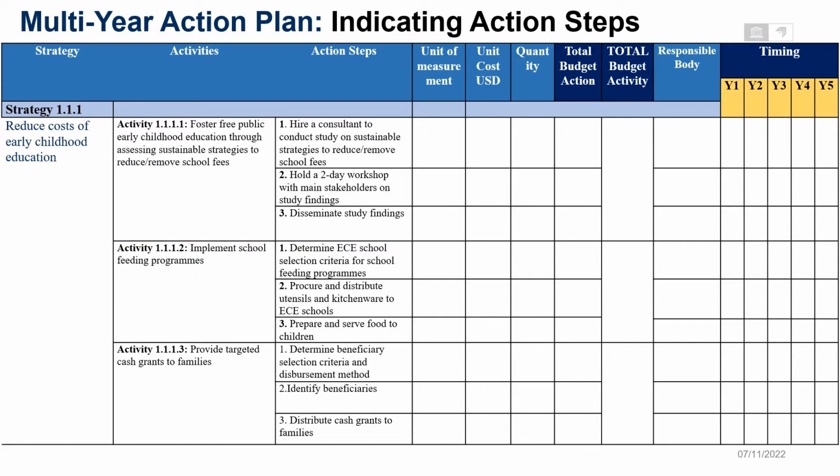For activity 1.1.1.2 on implementing school feeding programs, our action steps could be determine ECE school selection criteria for school feeding programs, procure and distribute utensils and kitchenware to ECE schools, and prepare and serve food to children. And for our third activity, providing targeted cash grants to families, the action steps could be to first determine the beneficiary selection criteria and the disbursement method, then to identify the beneficiaries, and finally to distribute the cash grants to families.